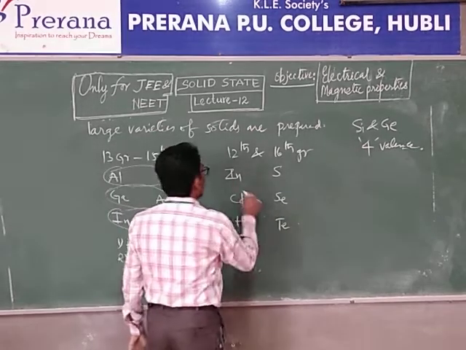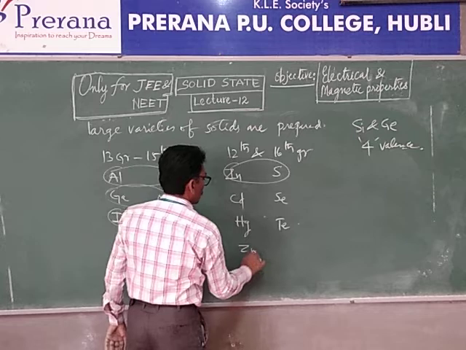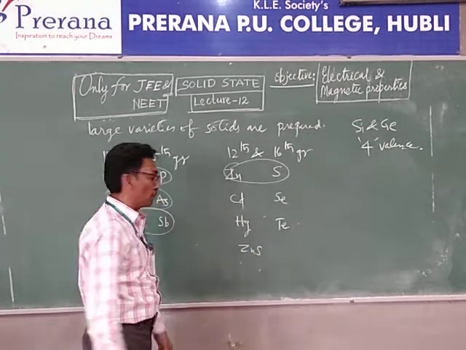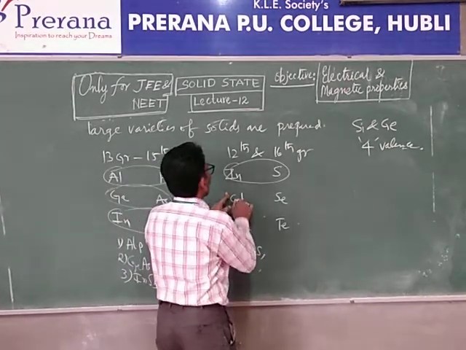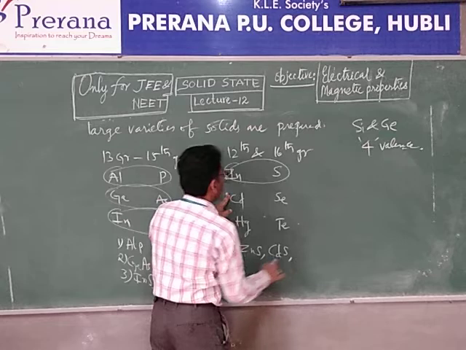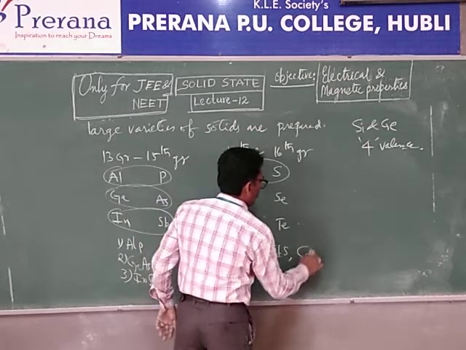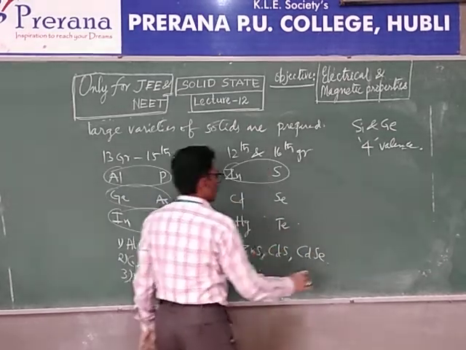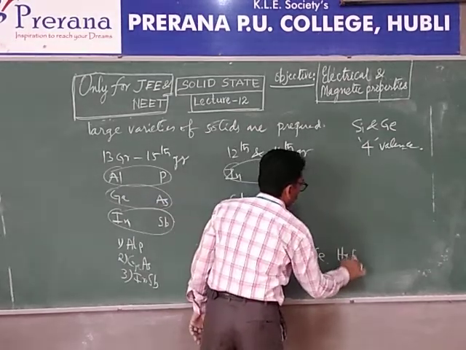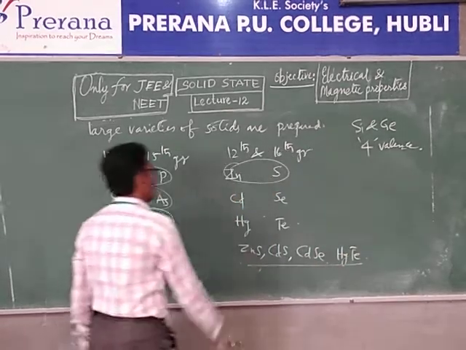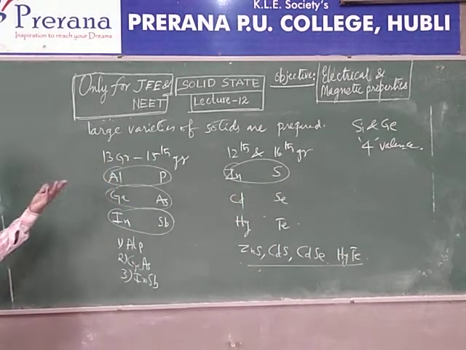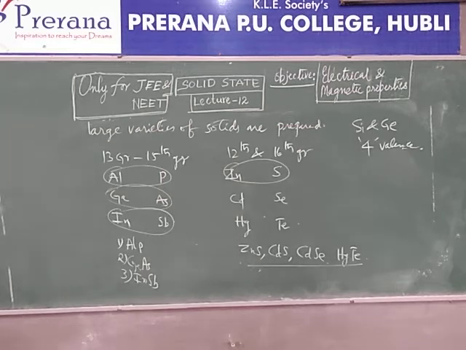Here, zinc and sulfur combination gives a zinc sulfide type material, zinc blende, and next one is cadmium sulfide, cadmium selenide, mercuric telluride. These are the materials which are prepared to increase the electrical properties of the materials you are observing.